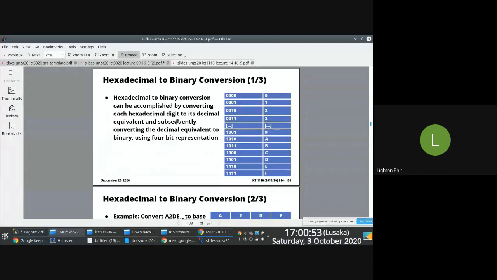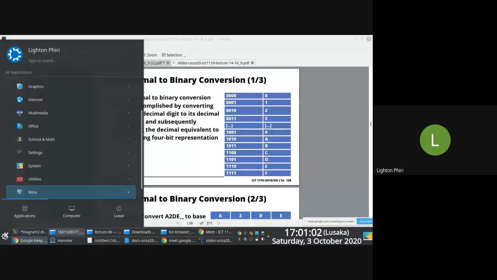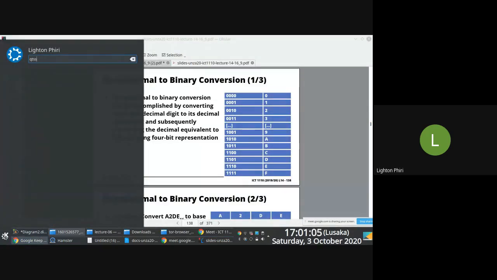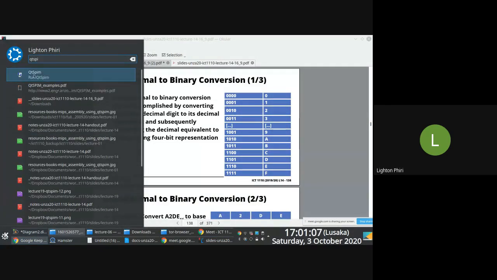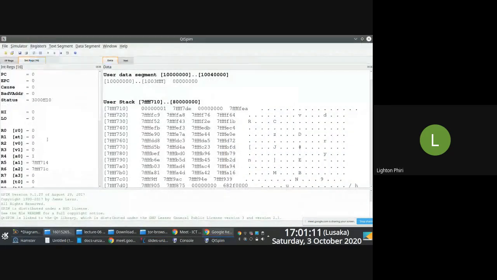We mostly used the example associated with, I guess, the status of Lighton's Qt spin, right? So if you remember, the conversion that Lighton was using is this, right? So if I open up my Qt spin, the status of the registers is shown to me. So we were using these things here to do the conversion, right?